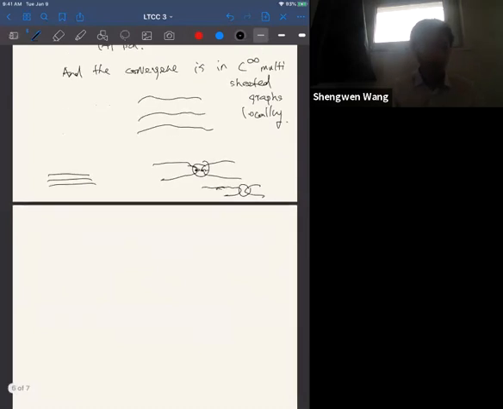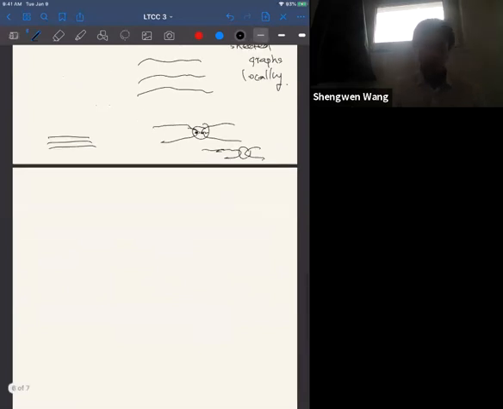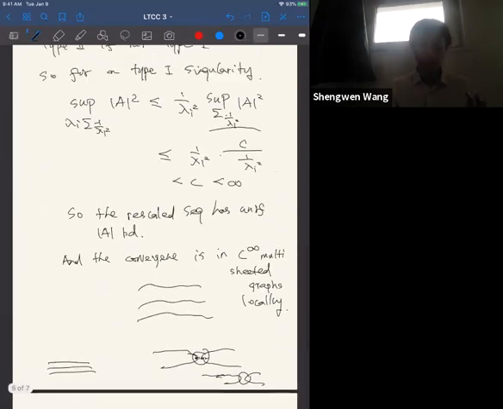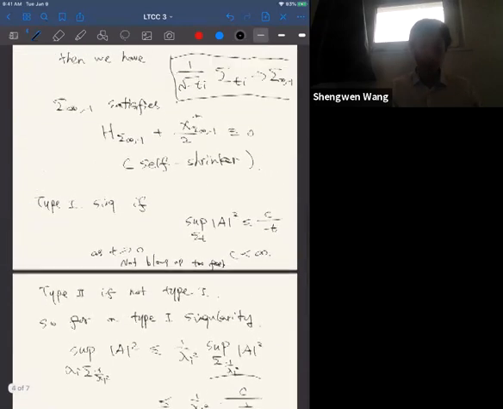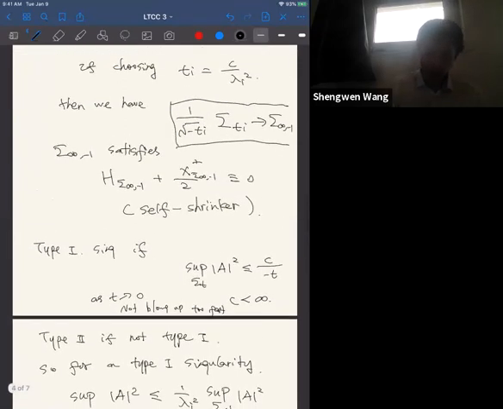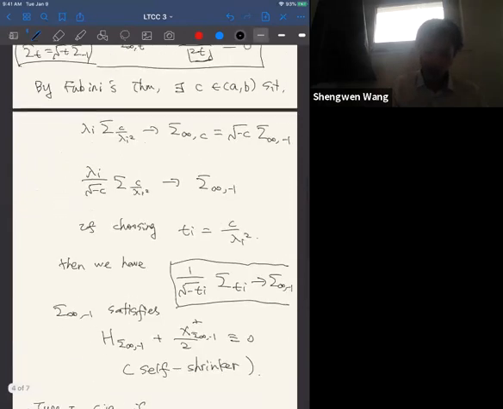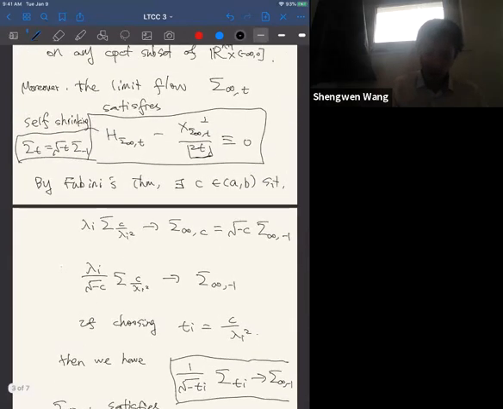So for a type 2 singularity. As we mentioned, no matter whether you have type 1 or type 2, when you take this blow up procedure as we did, we did give this a name last time. So this limit flow that you obtain, we called it a tangent flow, right?